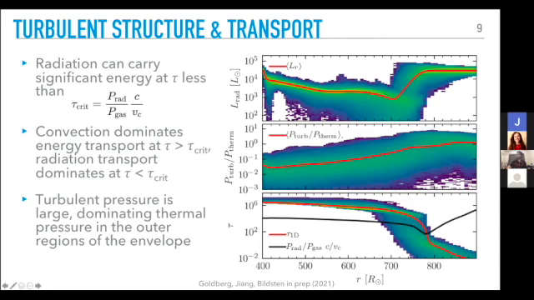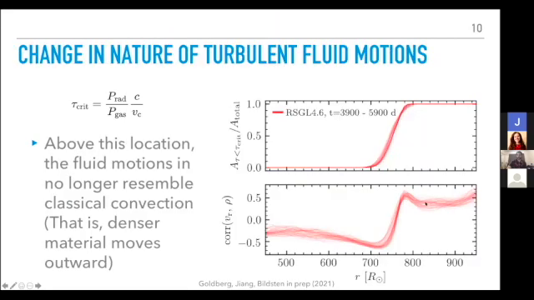And then additionally, turbulent pressure is large. It actually exceeds the thermal pressure near the outer parts of the envelope. And so this also needs to be taken into account when modeling convection in red supergiants in 1D and in general.